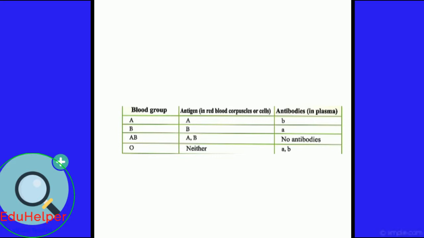Every 2 seconds, a person in the United States needs blood. When a person needs a transfusion, doctors must give them the right type. The wrong blood type can trigger an adverse reaction that could be life-threatening.